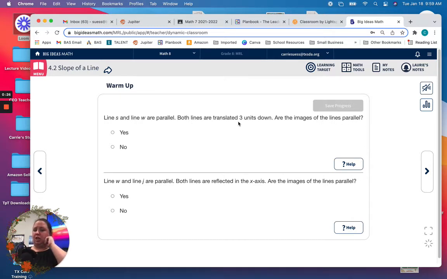Line W and J are parallel. Both lines are reflected in the x-axis. Are the images of the lines parallel? Yes. Yes, ma'am. Both lines are reflected.